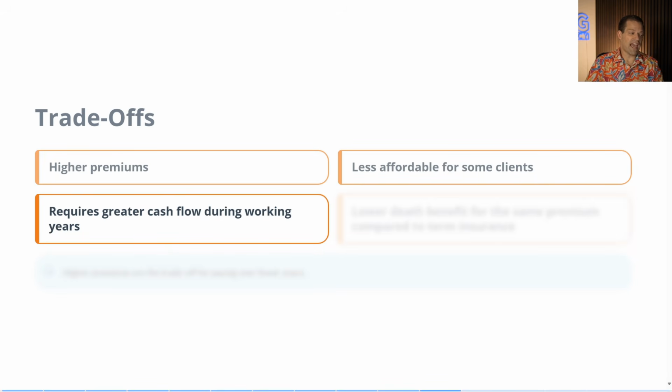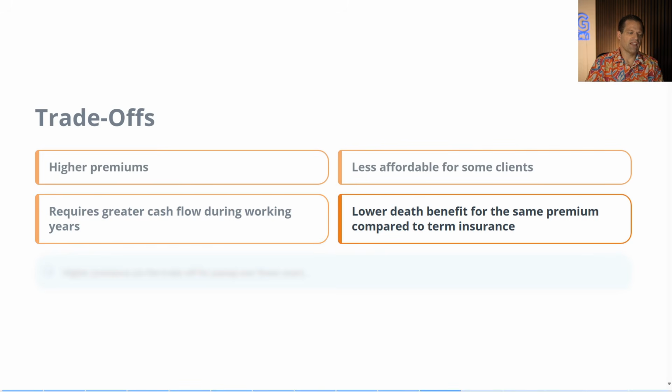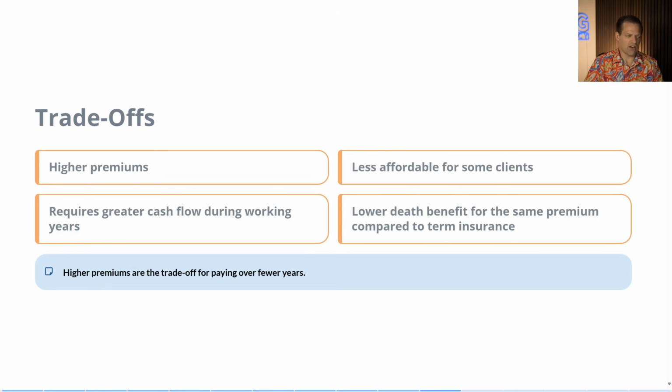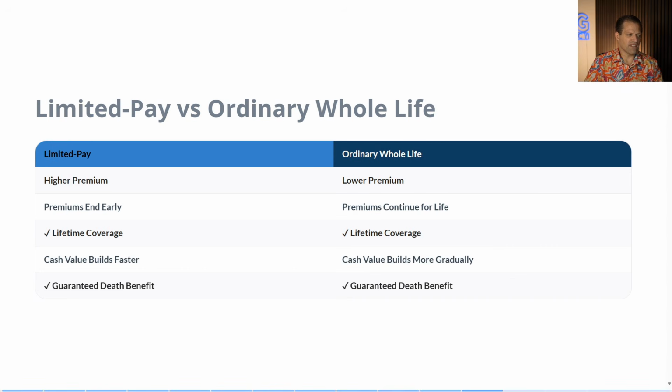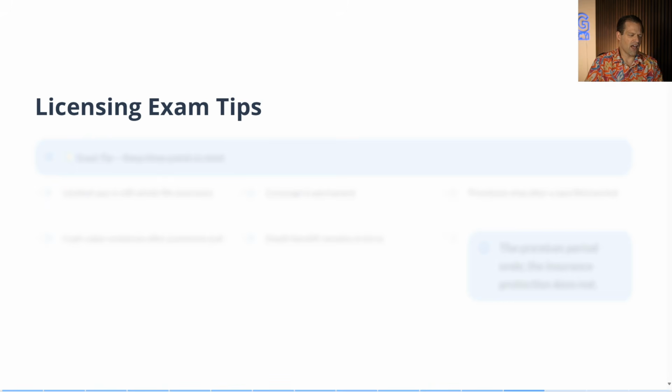So it requires greater cash flow during the working years, which means you got to cough up extra money than you would if you paid it for life, and lower death benefit for the same premium compared to term insurance, okay? So higher premiums are the trade-off for paying over fewer years. So this is the difference, or how limited pay compares to ordinary whole life. And you can download the slides again, lifehealthexamcoach.com.